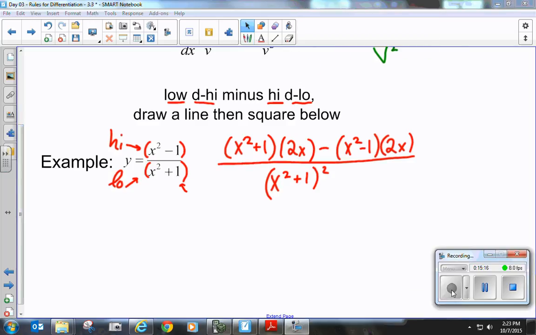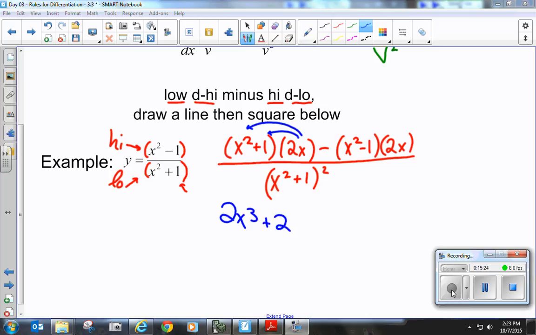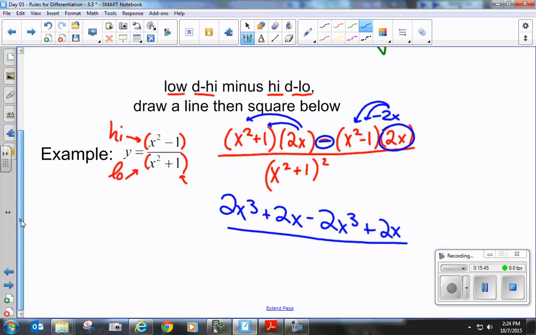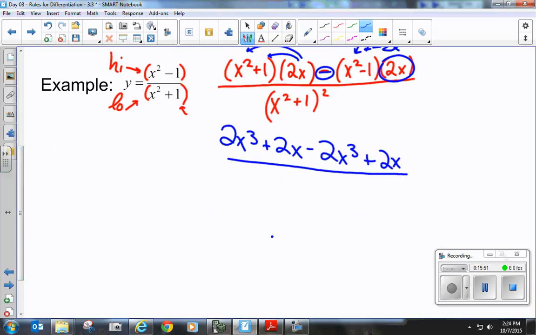Here we go. All right, so now I'm just going to simplify this. I'm going to distribute. So I've got 2x to the third plus 2x. Now, don't forget, a minus is to be distributed with a 2x. So it's like minus 2x is going to be distributed here. Because I have the minus with my 2x, right? So we've got minus 2x cubed plus 2x all over, well, I'm not going to FOIL that yet. I'm going to leave that like that. x squared plus 1 squared.